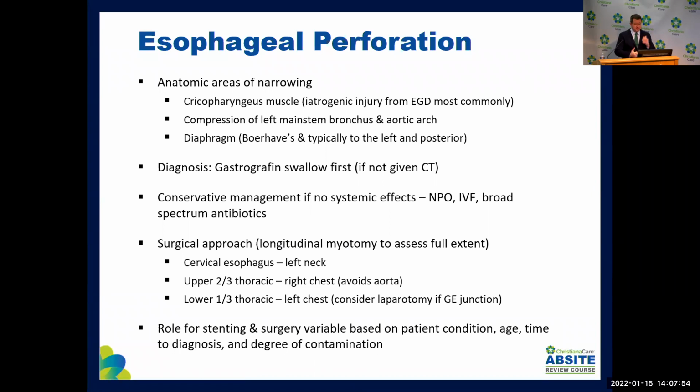Surgical approach, again, depending where this perforation is, ways to access the esophagus. For the cervical esophagus, it's easier through the left neck. For that upper 2/3 or mid esophagus, it can be easier through the right chest, right? You're avoiding your aorta. And in the lower third, via the left chest, kind of a posterior thoracotomy, or consider laparotomy if it's right there at the GE junction as well.